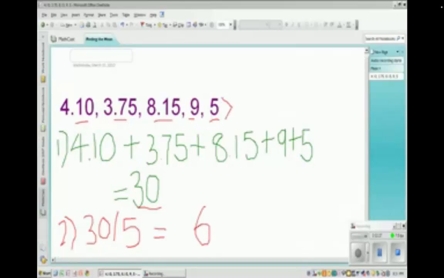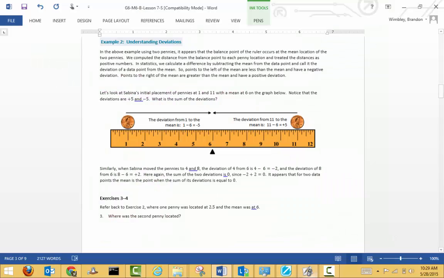To check our answer, we can look at the set of numbers and guess if 6 seems to be a reasonable answer. 4.10, 3.75, 8.15, 9, and 5 all seem to be pretty close to 6. And 6 does seem to be the middle of all the numbers. So we now know that 6 is the mean of all those numbers. I hope you found my video helpful, and I hope you know how to find the mean now. And thanks for watching. Alright, so let's continue.